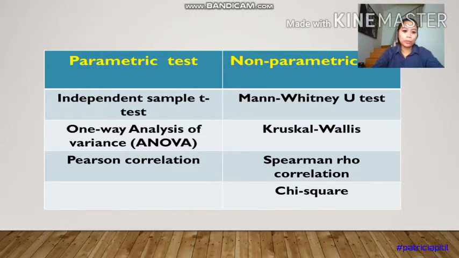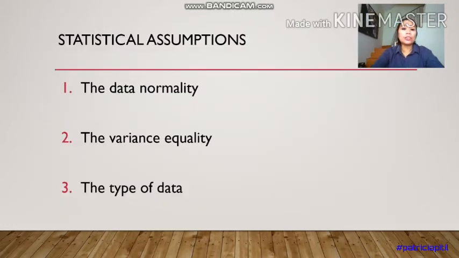The same goes for one-way analysis of variance, to compare more than two groups. If you compare 3, 4, 5 groups, then the alternative, if the data is not normal, is Kruskal-Wallis. For the correlation test, Pearson correlation, and if not normal, Spearman correlation. And we have another one, called chi-square.